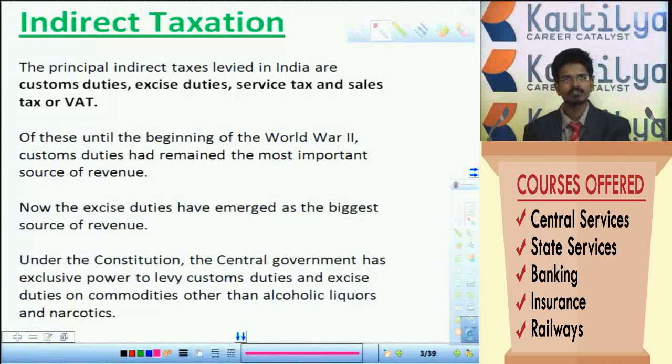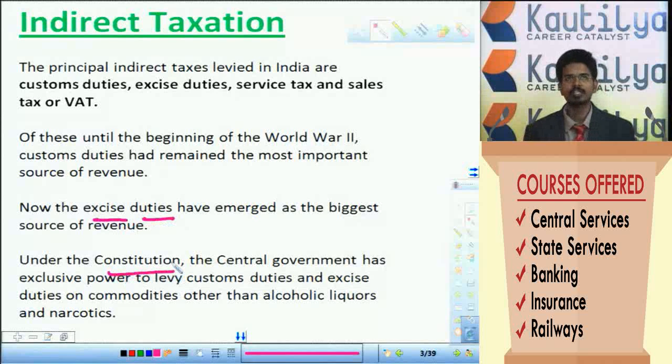Of these various kinds of indirect taxes which we've seen above, like the customs duties, excise duties, service taxes and sales taxes, until the beginning of World War II, customs duties had remained the most important source of revenue. But now, excise duties have emerged as the biggest source of revenue.